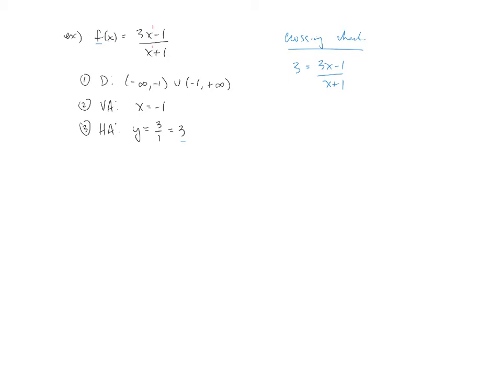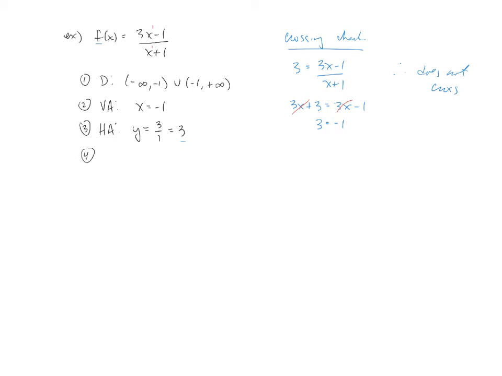So I'll multiply both sides by x plus 1. And if I subtract 3x from both sides, I end up with 3 equals -1, which doesn't make sense. So therefore, it does not cross. So again, the crossing check is just looking for a point of intersection. We take the two things that we're wanting to see if they intersect. We set them equal to one another. In this case, it didn't make sense, so it does not cross.